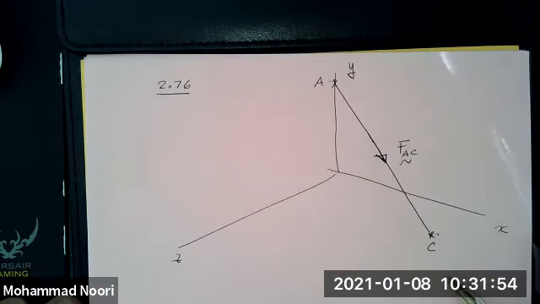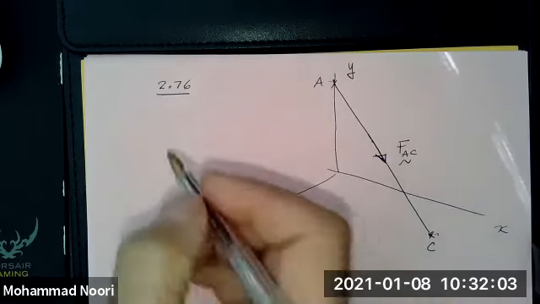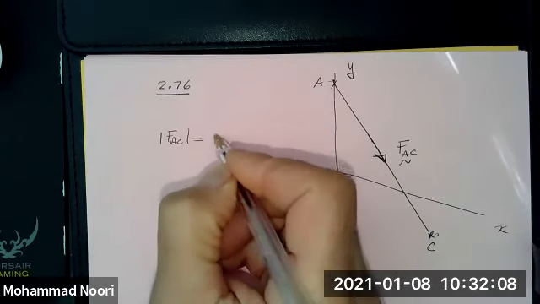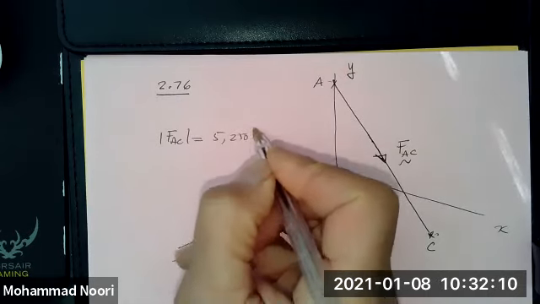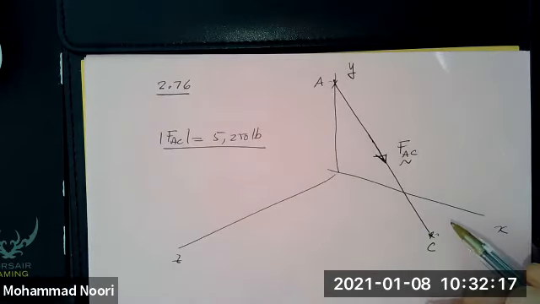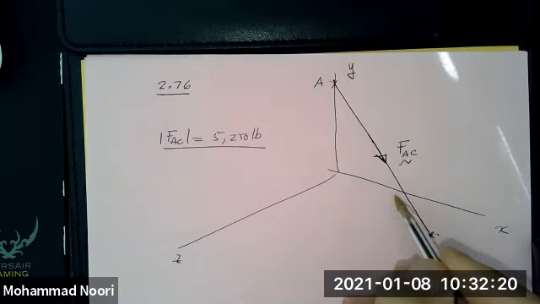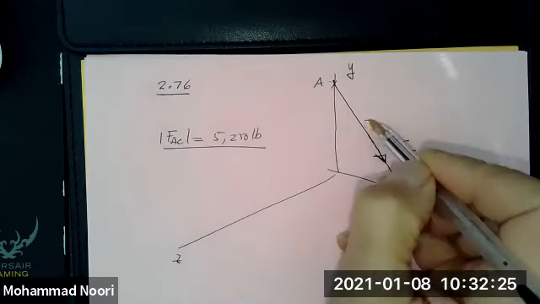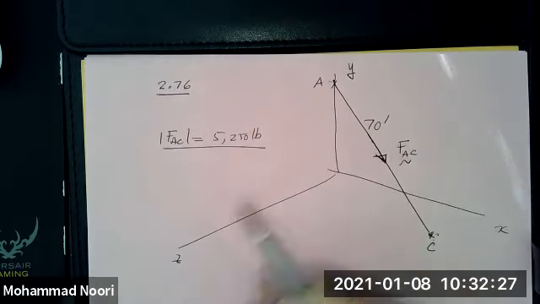And we are given the magnitude of this force. In other words, the magnitude of this force AC is given as 5,250 pounds. Okay. And the geometry of this problem is given. We know the length of AC is 70 feet.